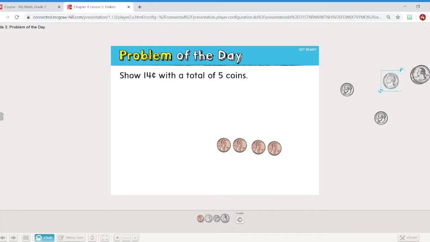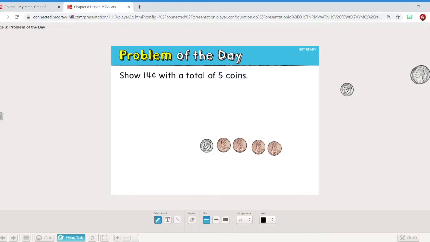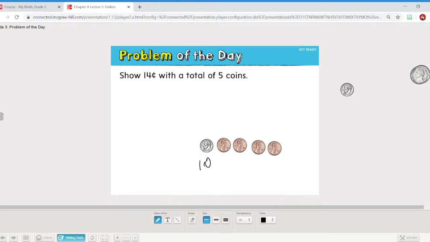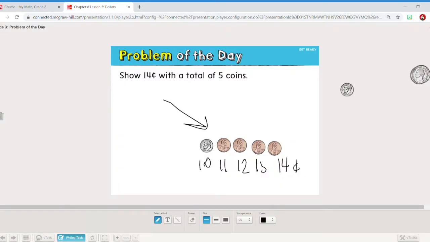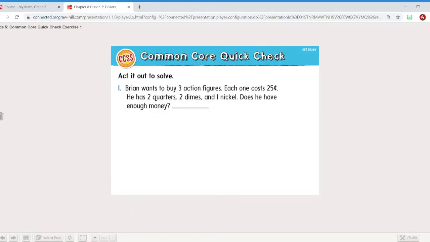Let's see. Oh, I already have 4 coins. So I need one more that'll give me a total of 14. If I put 5, that's 9, not enough. But if I put 10, I believe I'll get 14. So let's double check our work here. 10, 11, 12, 13, 14 cents. I've done it. A dime and 4 pennies. I hope you got it too. Let's move on to our next little warm-up problem here.